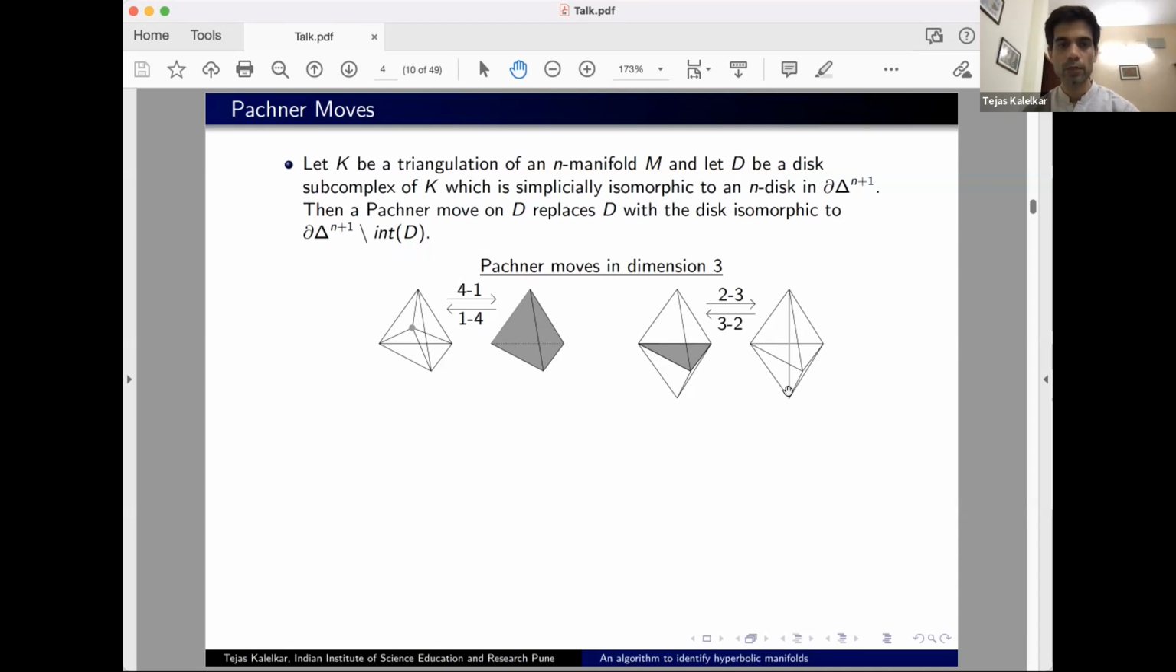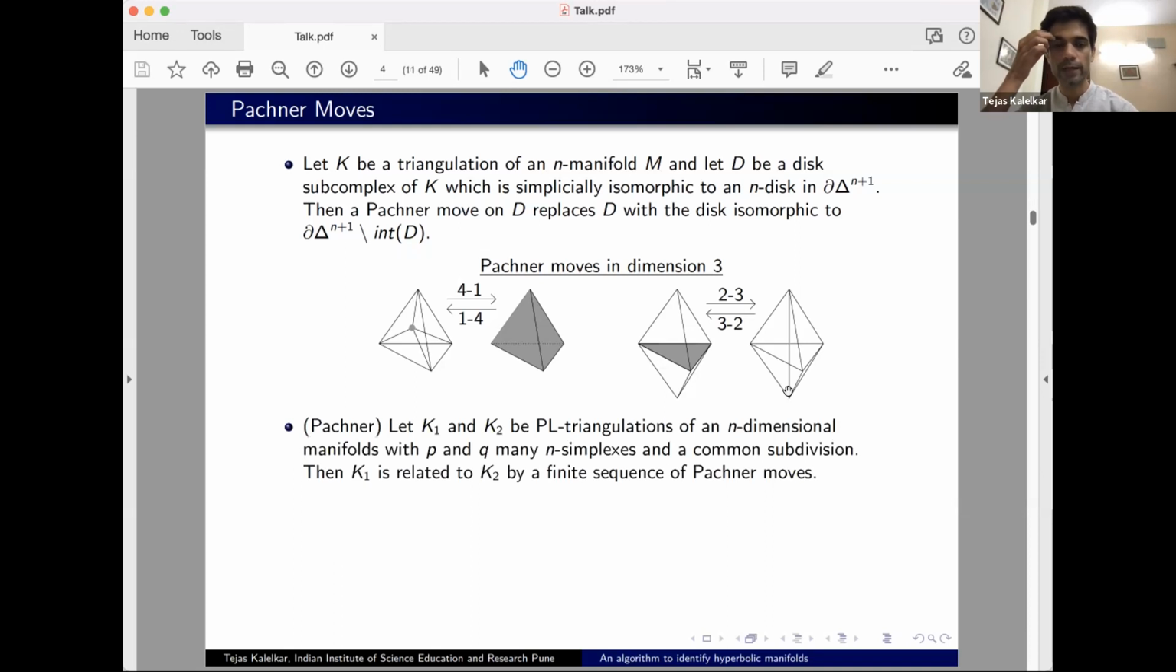Now, the reason Pachner moves are important is because of this theorem of Pachner, which says that if you start out with triangulations K1 and K2 of an n-dimensional PL manifold, then K1 is related to K2 by a finite sequence of Pachner moves. So only by doing these local changes, and finitely many such local changes, you can start with K1 and end up with K2. Okay, so there's a sequence of Pachner moves.